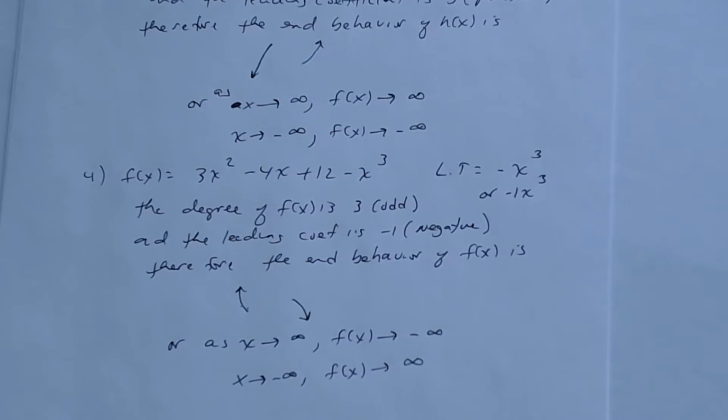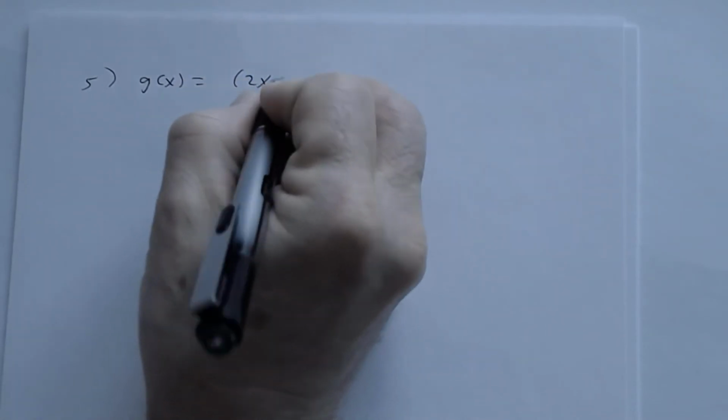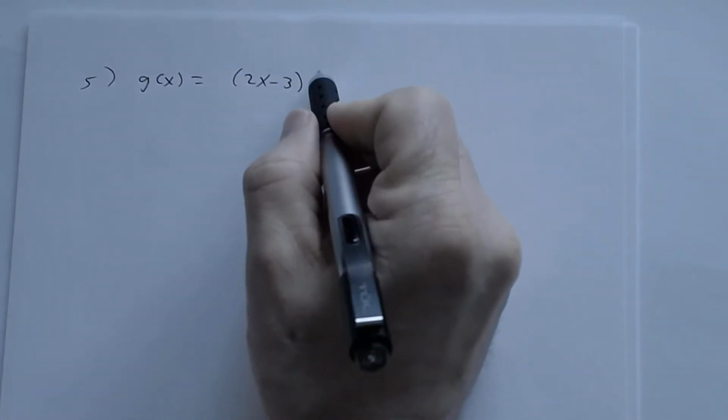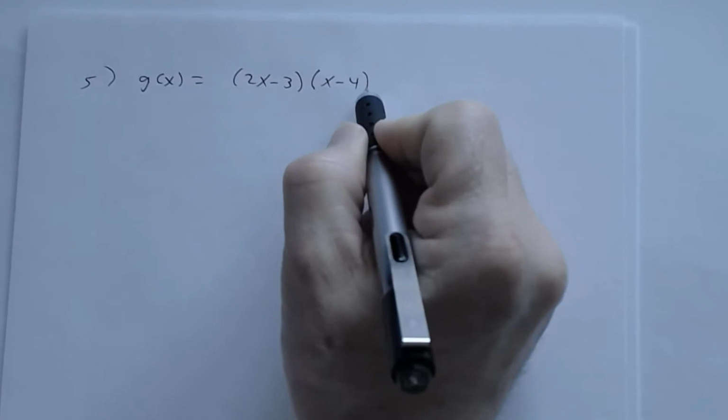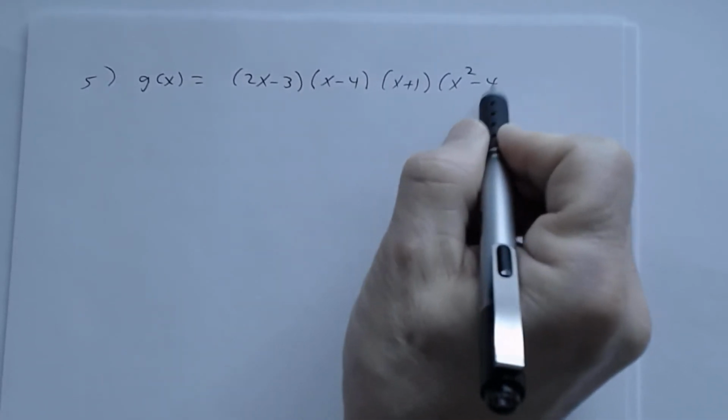Okay, number 5. So let's do number 5. Let's say we had this in number 5: g of x is 2x minus 3 times x minus 4 times x plus 1 times x squared minus 4.